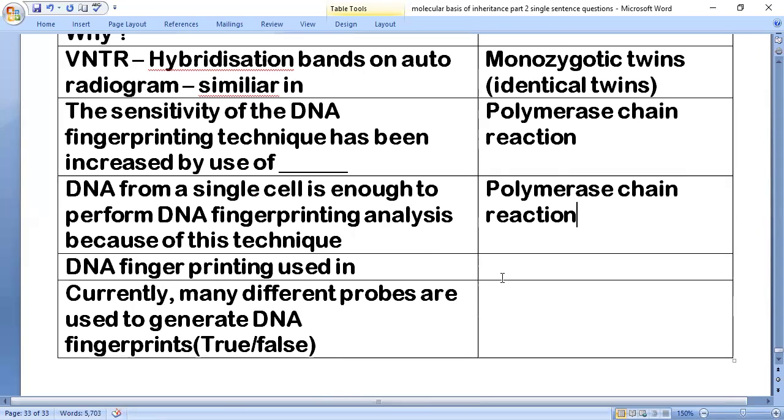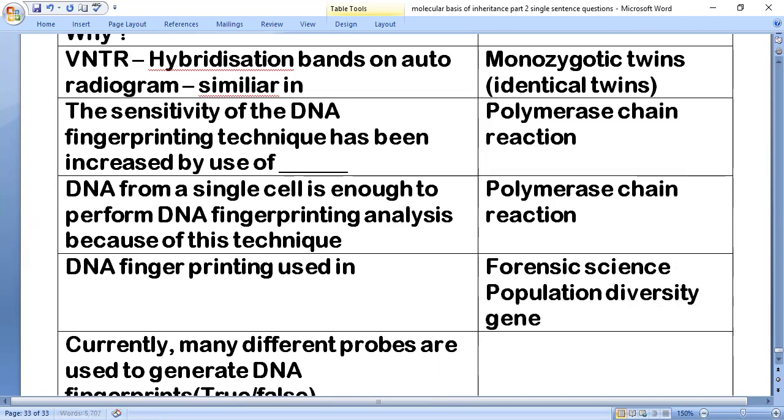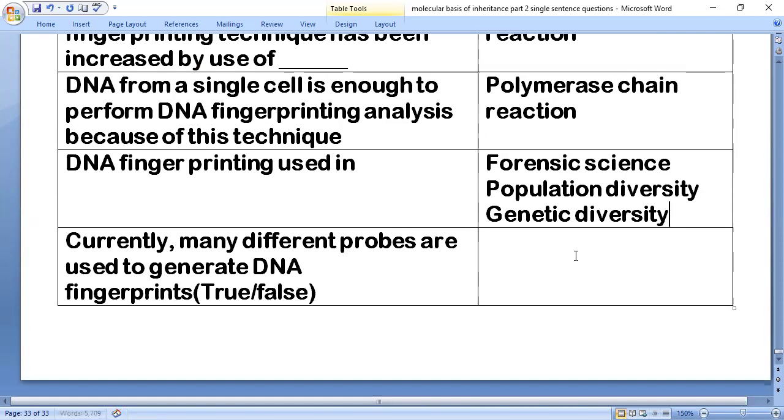DNA fingerprinting is used in forensic science for crime aspects, then population diversity, then genetic diversity. Currently, many different probes are used to generate DNA fingerprints. True or false? Yes, that's true.